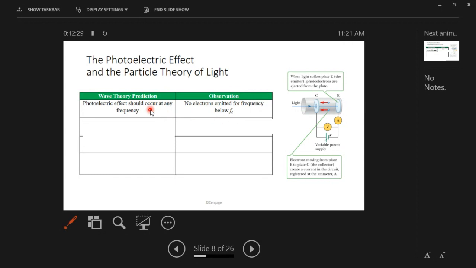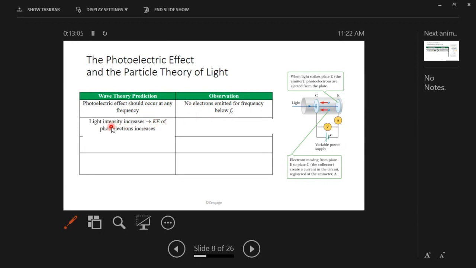Again, according to the wave theory, frequency shouldn't matter. If you have a very high intensity wave, it has a lot of energy delivering to the surface, and electrons should eventually get enough energy to be ejected. But in the experiment, for any metal, they found a certain frequency. They called it the cutoff frequency, and below that frequency, no photoelectron was emitted, regardless of how intense the wave was.